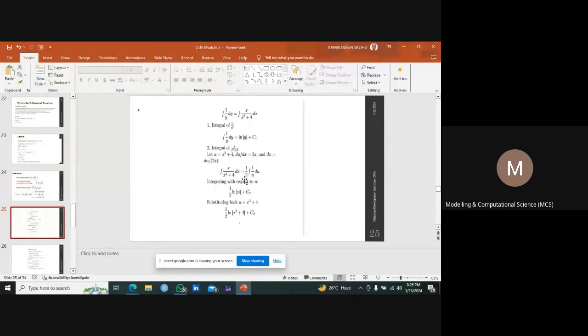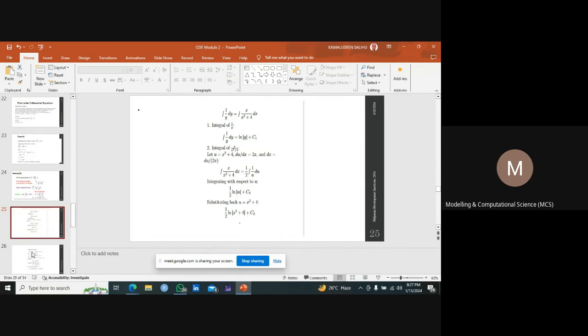So instead of this, we now have 1 over 2 integral of 1 over u, because our u is the same as x squared plus 4. Integrating with respect to u, we have 1 over 2 ln u plus c2, that is the integration constant. Substituting back our u, we have 1 over 2 ln of x squared plus 4, then plus c2.